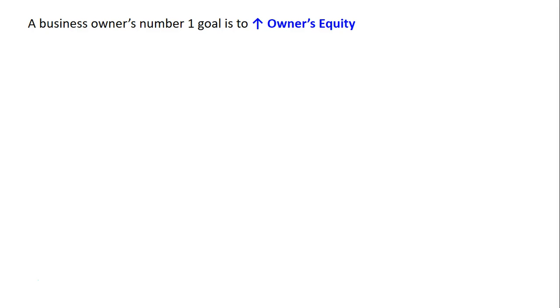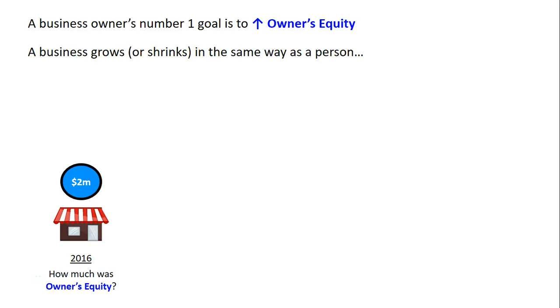When we want to think about a business, we just want to get back to basics and go, well, a business owner, when you start your own business, which you'll hopefully do one day, your ultimate goal, whether the business is on the stock exchange, a multi-billion-dollar business like Apple or Google, or whether it's a little store that you run out of your home, it doesn't matter. Your number one goal is to increase owner's equity by making profits every year. And a business basically grows or shrinks the same way a person does. But instead of looking at height, we're going to look at owner's equity.